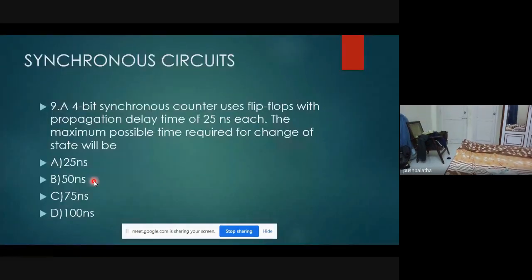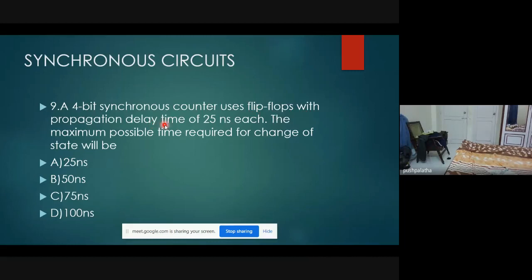Now we'll go to the synchronous circuit. You have to tell me the answer immediately. I am not going to work it out or anything. First, just note the question and tell me the answer. It is a synchronous circuit. A 4-bit synchronous counter uses flip-flops with a propagation delay time of 25 nanoseconds each.